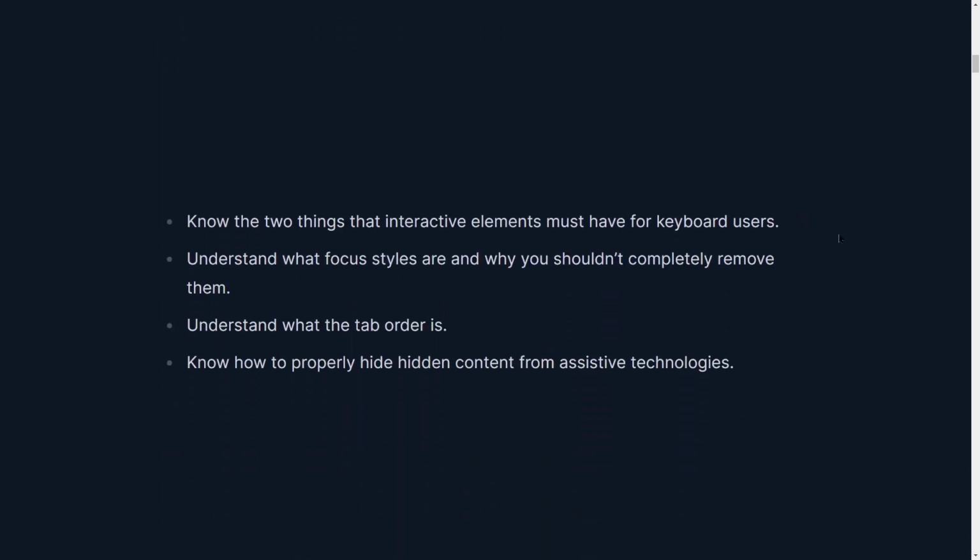Learning outcomes. Know the two things that interactive elements must have for keyboard users. Understand what focus styles are and why you shouldn't completely remove them. Understand what the tab order is. Know how to properly hide hidden content from assistive technologies.